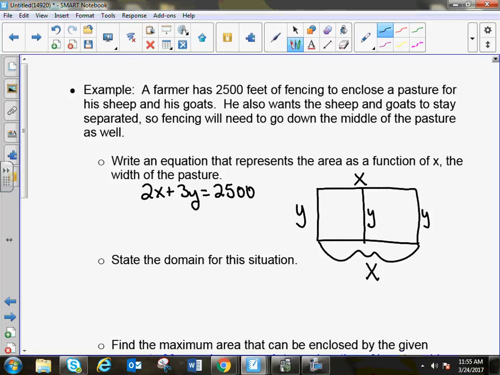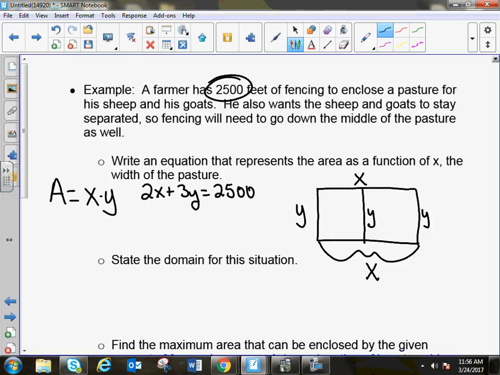Now, we want to write an equation that represents the area. I haven't even done that. I just told you something about what I was given in the problem. He's got 2,500 feet of fencing, and that's what he wants to enclose. So I haven't even talked about area. As we all know, area equals, in this case, x, our width, and y, our height or length, whichever way you're thinking about that. Now, you notice we have two equations, and at this point, three variables.